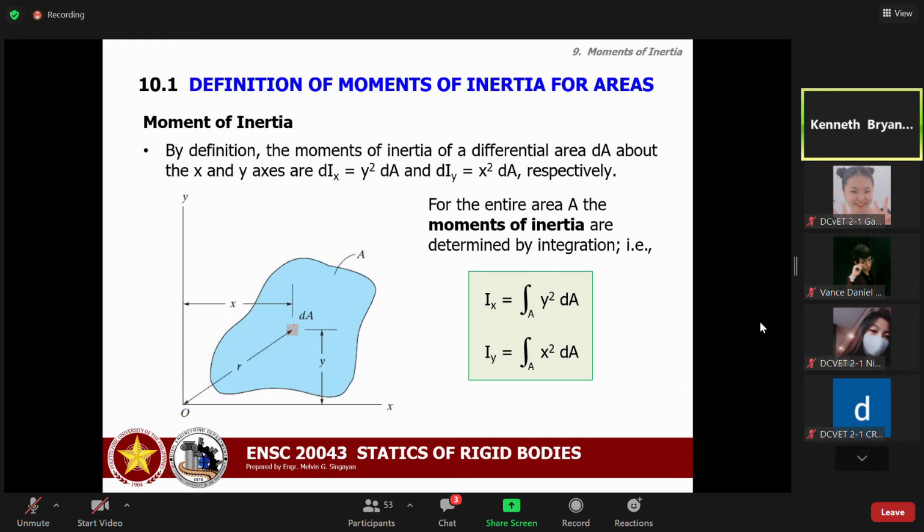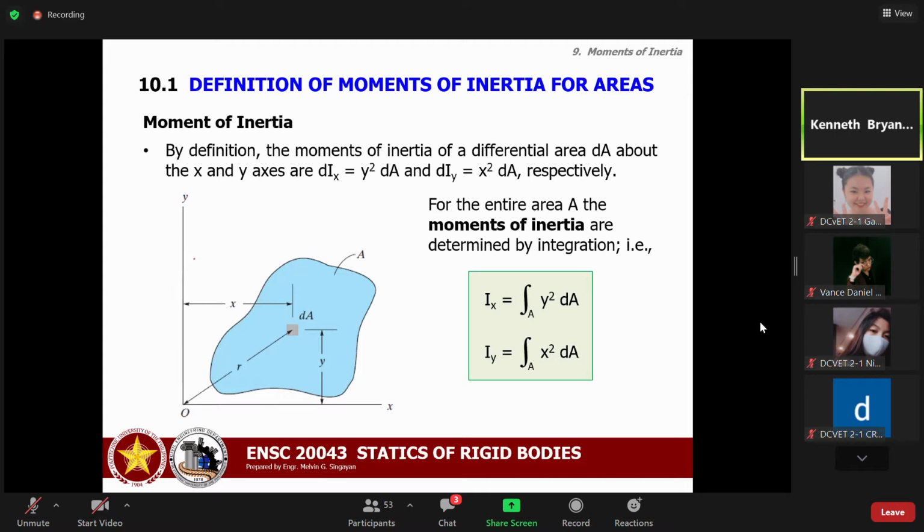So, for example, this is your differential area dA. What is the moment arm of dA about the x-axis? That is y. By definition of moment of area, dA is multiplied by y, and multiplied by y again. That is the second moment of area of dA about the x-axis, the moment of inertia. In the same manner, if dA is multiplied by its moment arm twice, that is x squared dA, the moment of inertia about the y-axis.